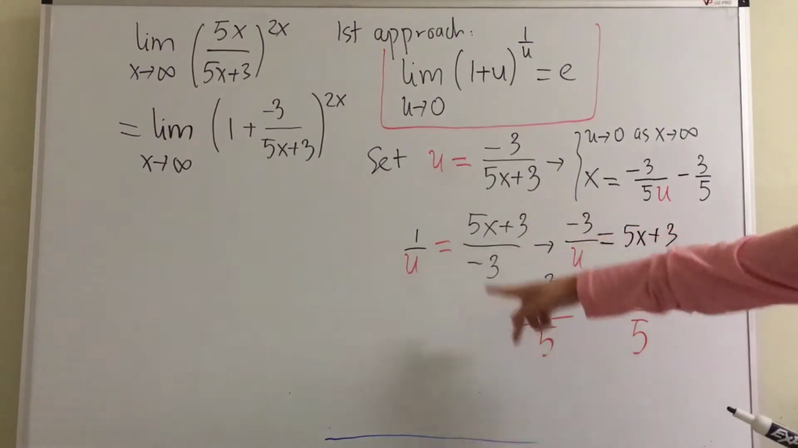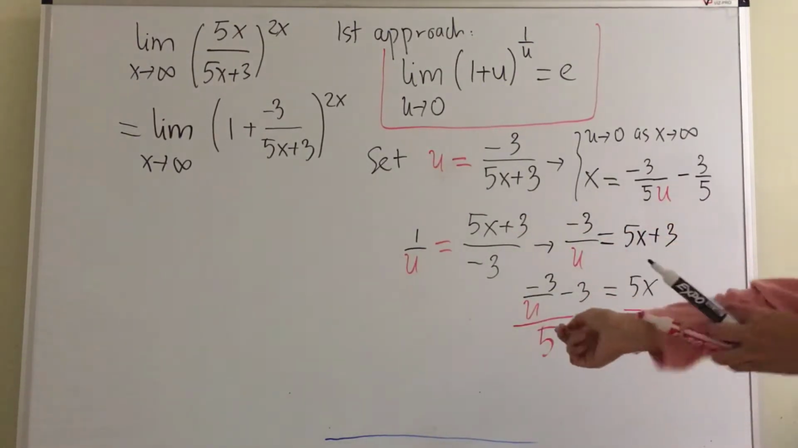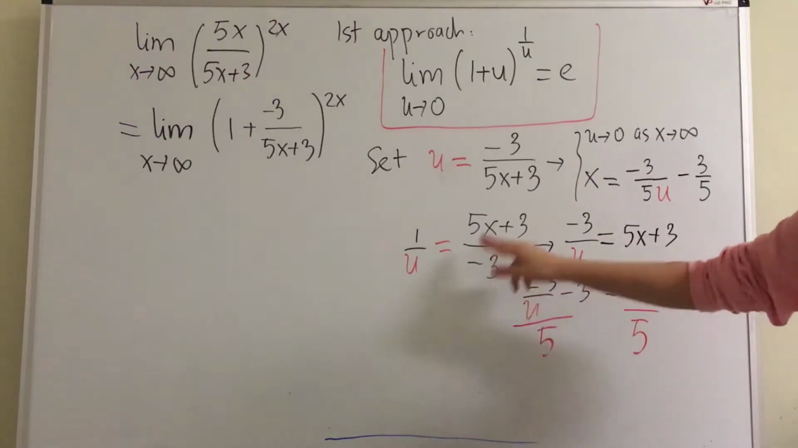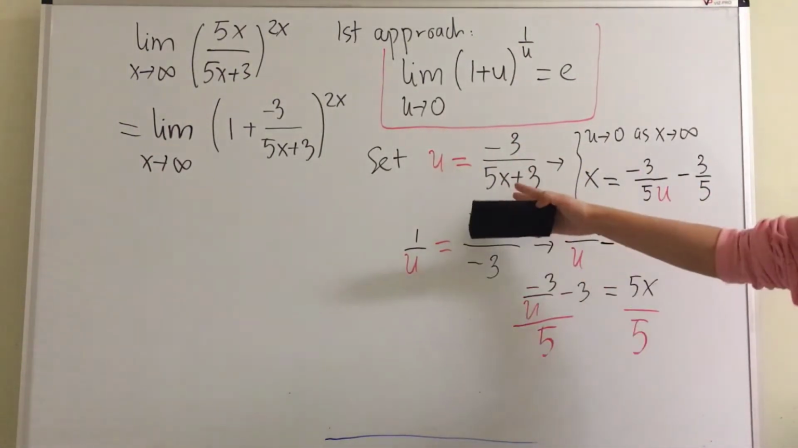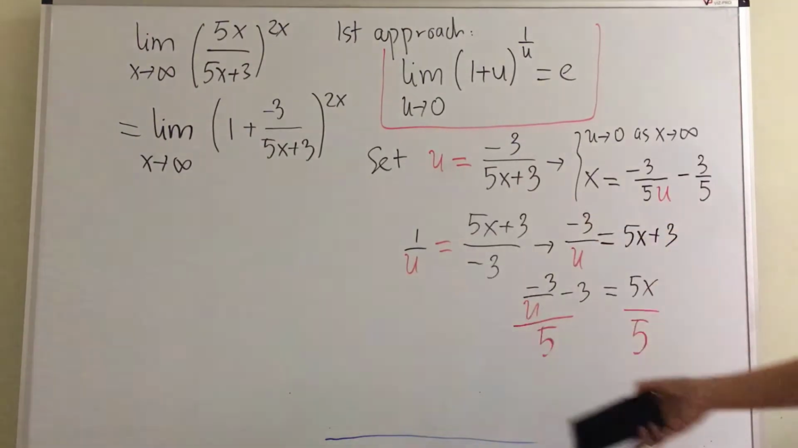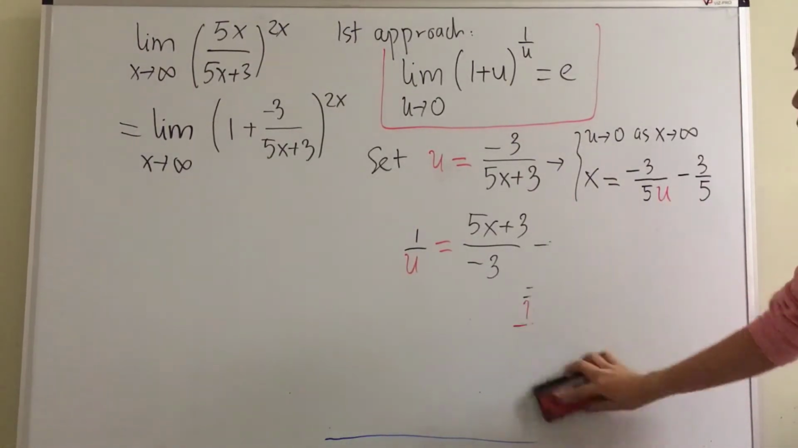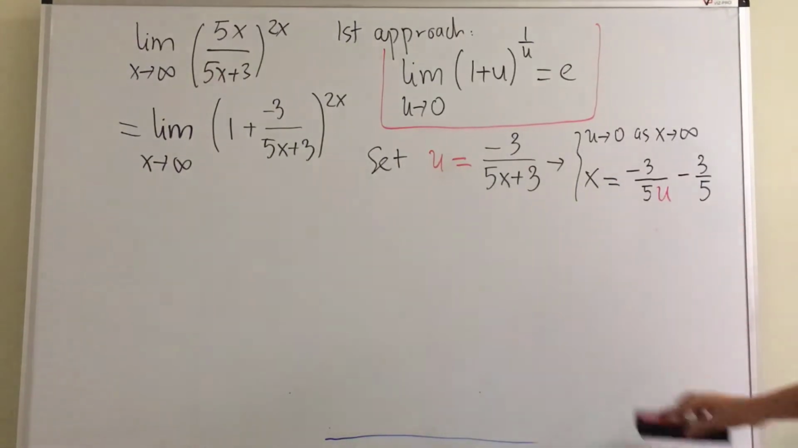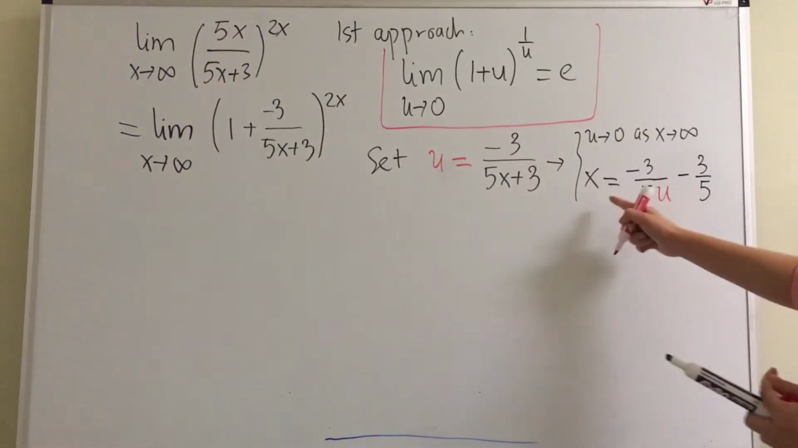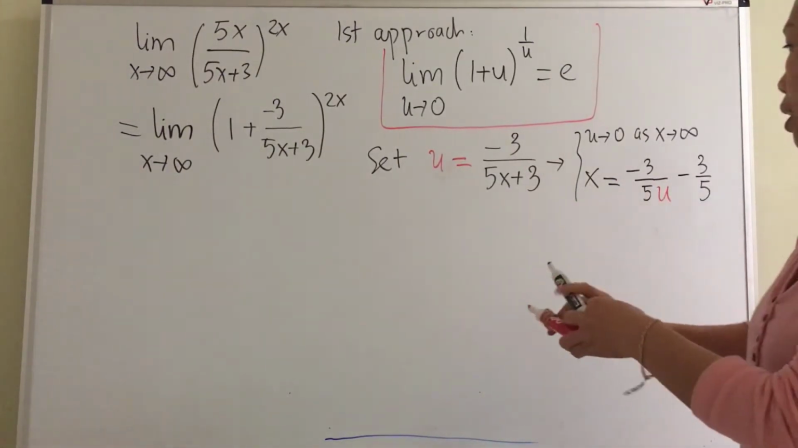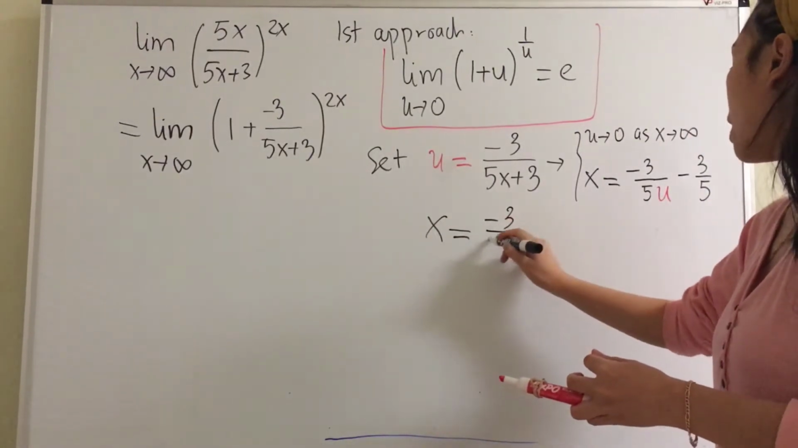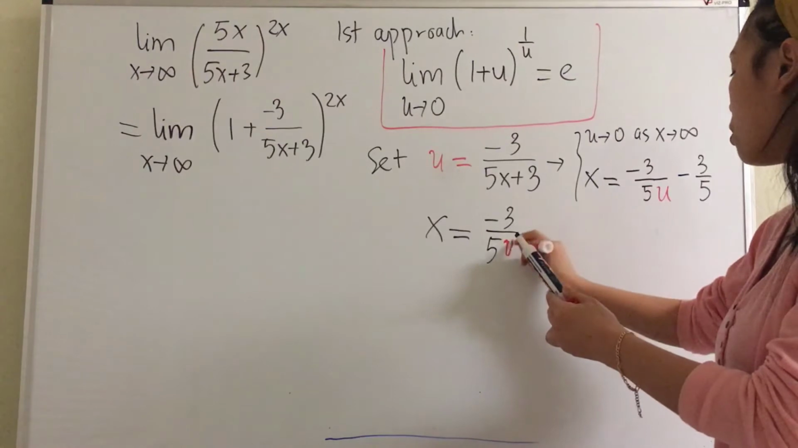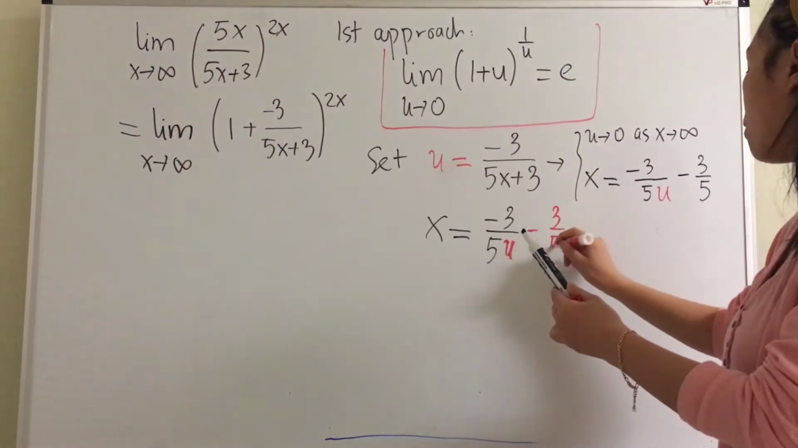Now I'm going to erase my work here. This is your basic college algebra. You solve for x from this quotient equation, right? This is a rational function. Alright, I'm going to erase this part. Alright, so now what do we have? I have x is equal to negative 3 over 5u minus 3 over 5.